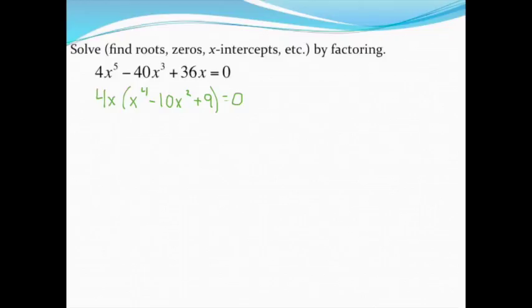It's a trinomial and there's a 1 in front. However, the exponents are higher than what they normally are. But like we talked about in one of the previous factoring videos, I'm going to pretend in this case. Pretend it's a normal trinomial. Pretend it's just x squared minus 10x plus 9.